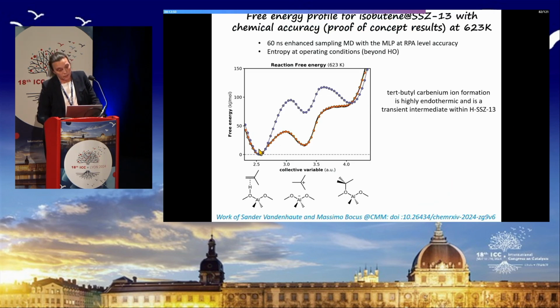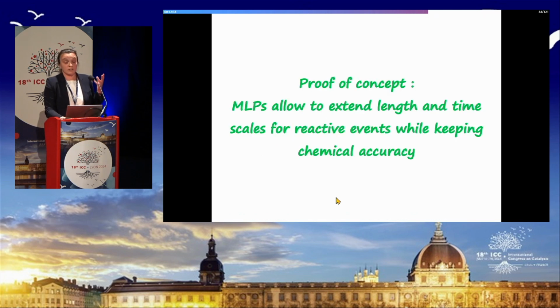And that leads us to the following profile. Here you see the blue curve. This is the blue curve of the free energy profile for these various intermediates at operating conditions and with chemical accuracy. We can see that it deviates a lot from the DFT level of theory. So this is a proof of concept that we can indeed train MLPs also with chemical accuracy. And this is a promising avenue to also go to longer length and time scales.